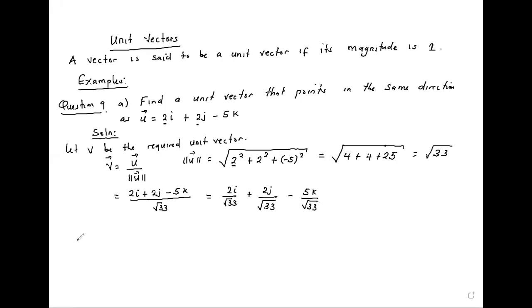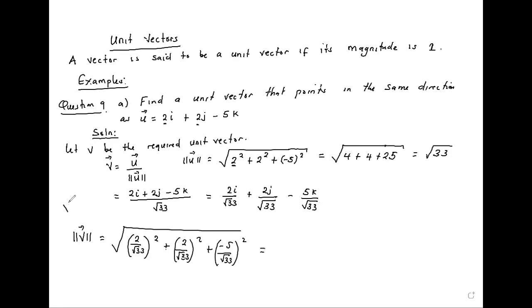If you try to check if V is a unit vector by getting its magnitude, you will get the square root of 2 over root 33 squared plus 2 over root 33 squared plus negative 5 over root 33 squared. So here we're just verifying. So this is giving us the root of 4 over 33 plus 4 over 33 plus 25 over 33. So we have 4 plus 4 plus 25, that is 33 over 33, which is equal to 1. This is just confirming that indeed this is a unit vector.